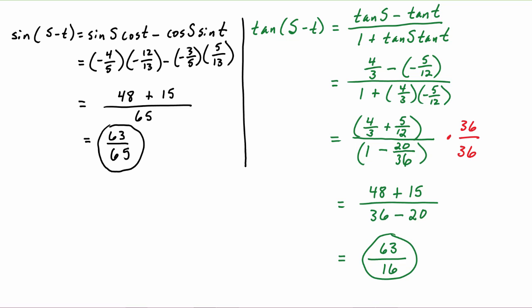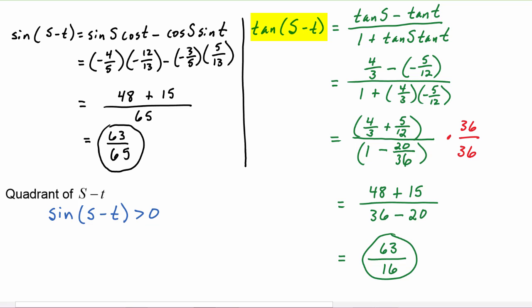We were also asked to find the quadrant of the angle S minus T, so we use our trig values that we just found to accomplish that. The sine of S minus T is 63 over 65, so that means it's positive. So sine of S minus T will be greater than 0. The tangent of S minus T turned out to be 63 over 16, which is also positive. So the tangent of S minus T is also greater than 0.